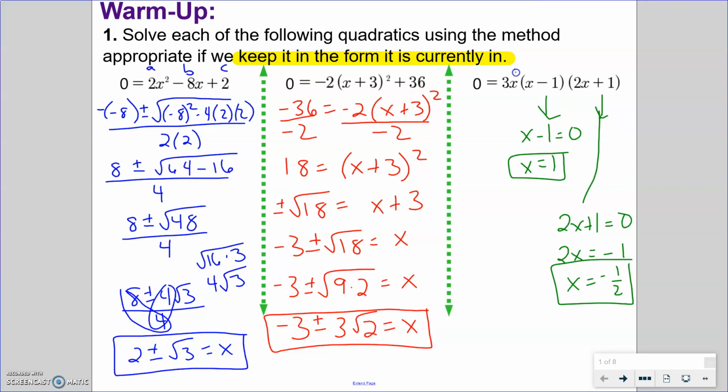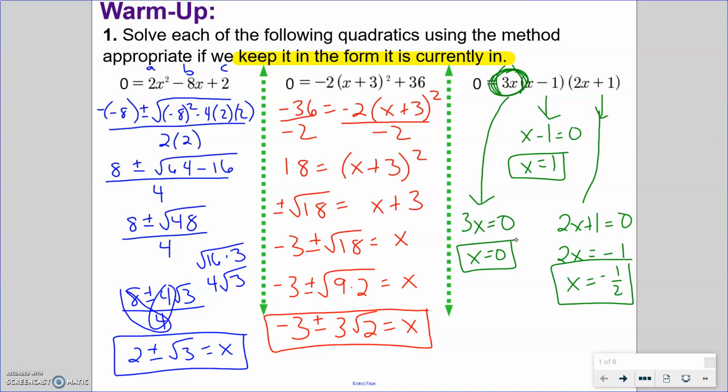But here's the weird part. Notice how this 3 in the front has an x with it. We've never seen that before, okay? Basically what that means is when it was just a 3, we could divide both sides by 3 and it wasn't a problem and we kind of just ignored it. But when there's an x stuck with it, it's almost like that 3x is in parentheses just like the other factors. So we have a third answer of x equals 0.